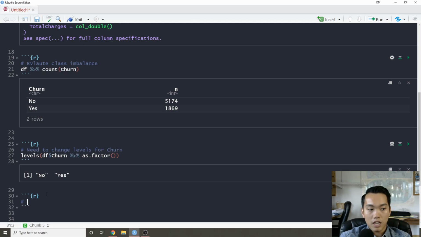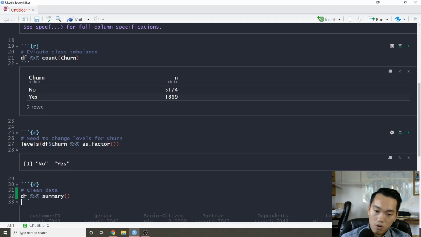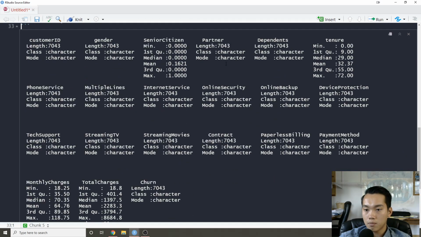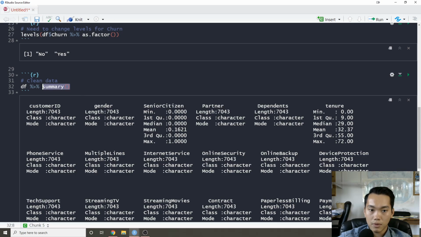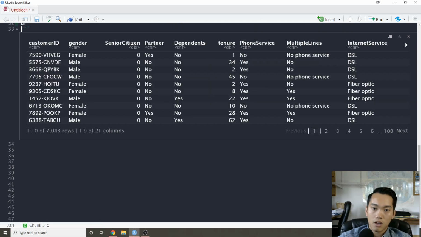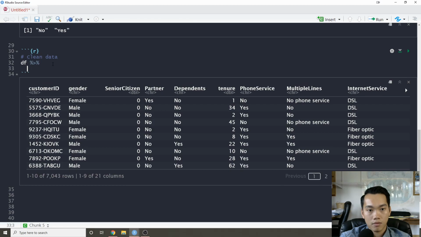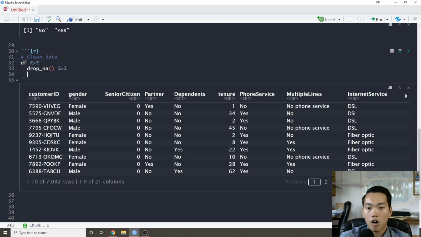Okay, so now let's actually clean the data. If we do a summary, we can see that most of them are characters. We're also missing some NAs. So what I'm going to do first is drop the NAs. And I'm going to convert all of them to a factor. So all these features will be factors.